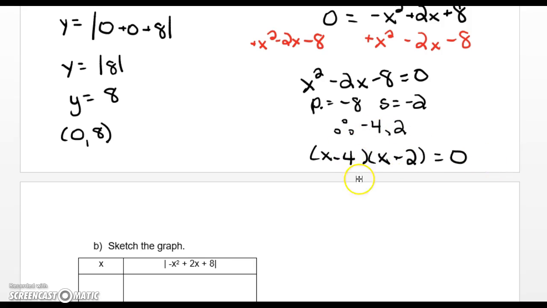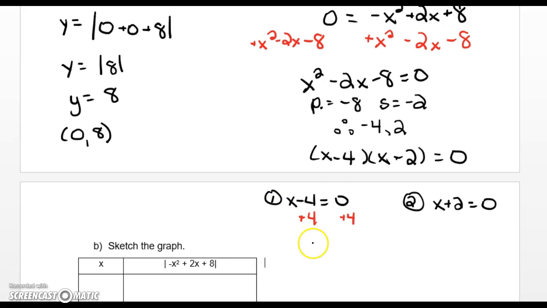So from there we can set each of our factors equal to 0. So our first one here is x minus 4 is equal to 0. And we can do the same thing here as x plus 2 is equal to 0. And then we're just going to solve. So in our first factor here, we have x minus 4 is equal to 0. So we want to get rid of this -4, so we're going to add 4 to each side. And we find that x would be equal to +4. In our second factor here, we want to get rid of plus 2, so we're going to subtract 2. And we get x is equal to negative 2.